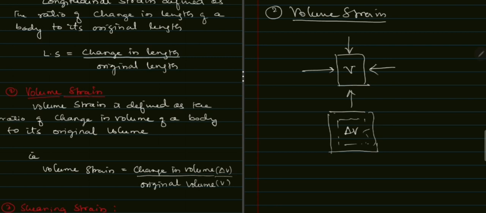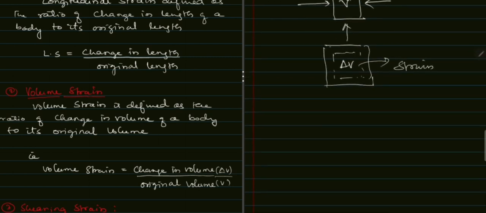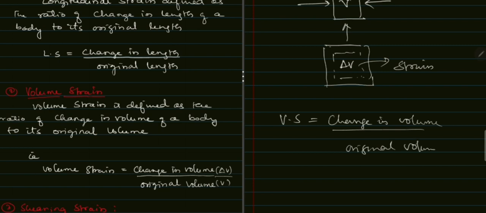So that change in the volume is called a strain. So volume strain is defined as the ratio of change in volume to the original volume. So this is an example we'll take for the volume strain.